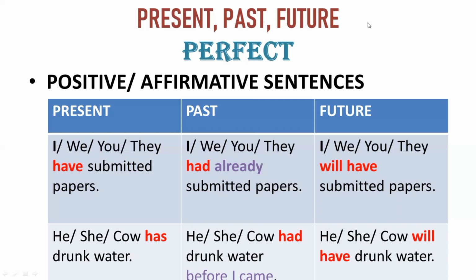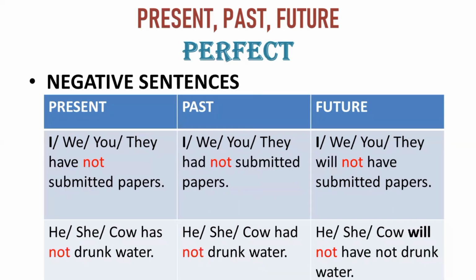In future, we use have with will, that is already present, and then past participle form of verb. I, we, or they will have submitted papers. Similarly, the second, she or he or cow will have drunk water. So again, in future, there is synchronization. That is, for all persons we use will have. So this is how we make positive or affirmative sentences.